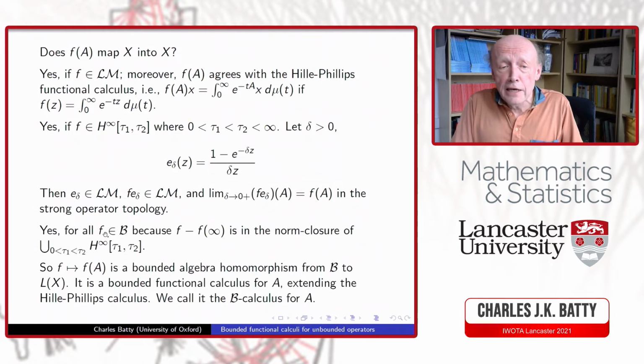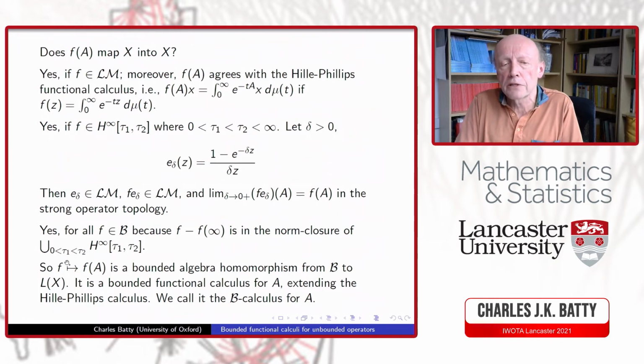Now, finally, this works for all f in B, because f minus the constant f infinity is in the norm closure of the union of all these H infinity of tor 1, tor 2 spaces. And we got it working for all the spaces in this union. And then, because things are nicely bounded, it works on the closure. And then we can just throw in our constant times the identity operator to compensate for the f infinity.